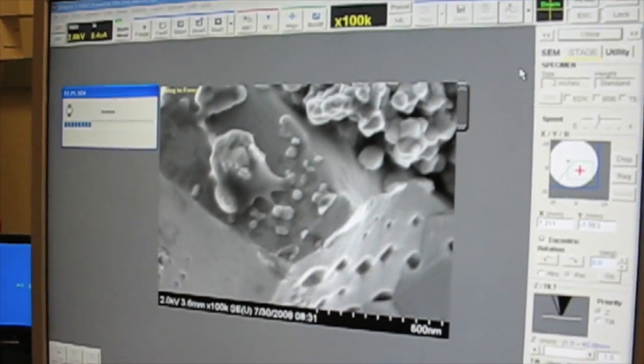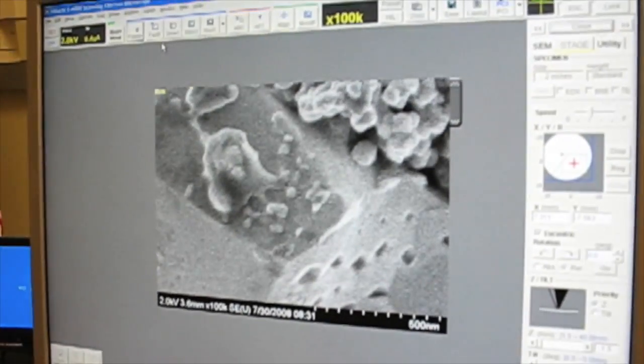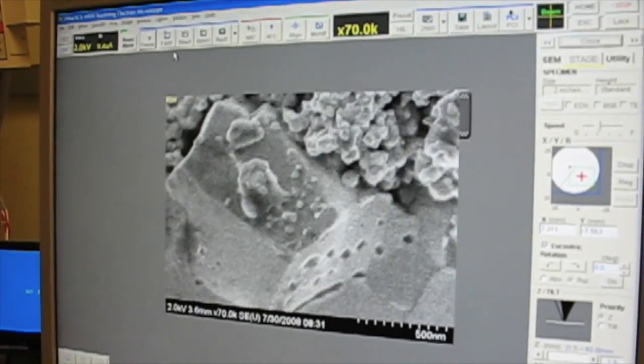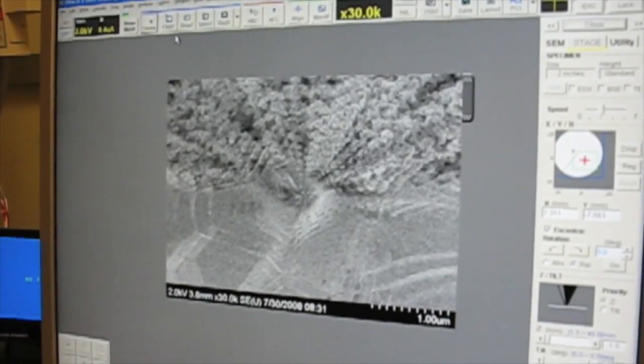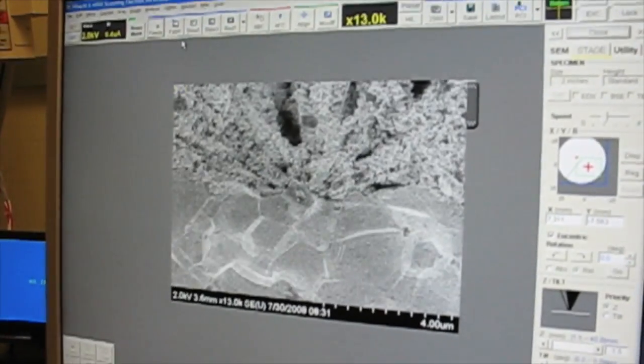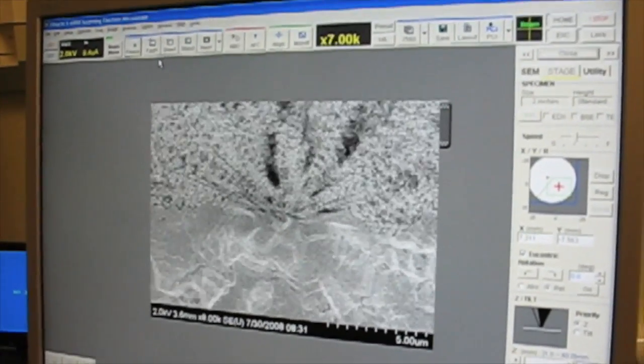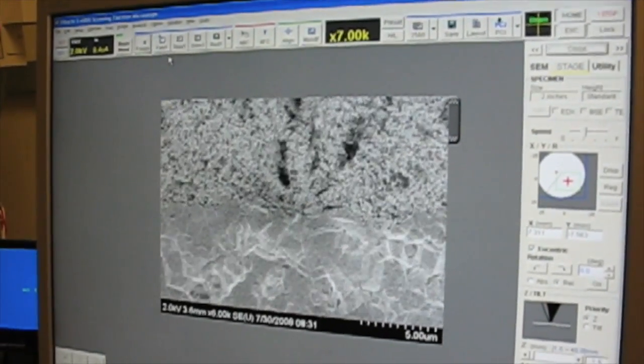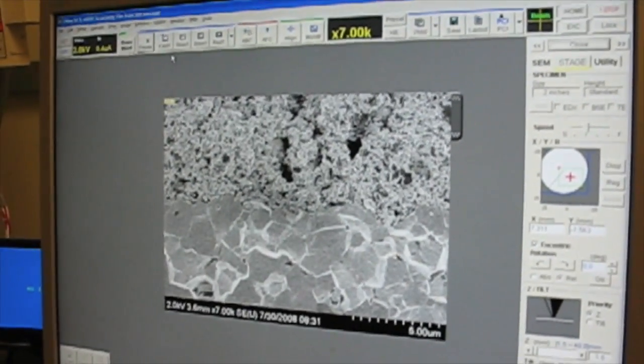Alright, there's our 500 nanometer. Each of those little tick marks is 50 nanometers, or 50 billionths of a meter. Alright, zooming out, zooming out, zooming out. Now we're at 7,000 power, which is almost as good as you can get on an optical microscope.